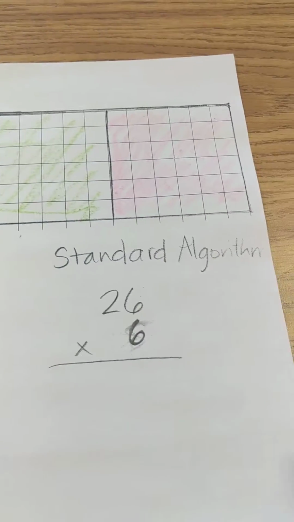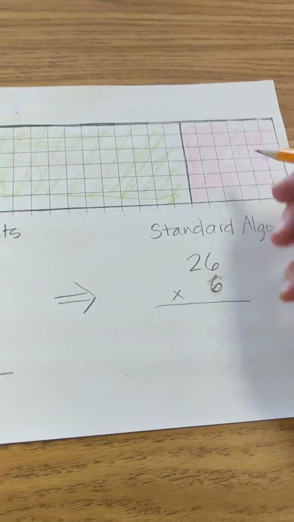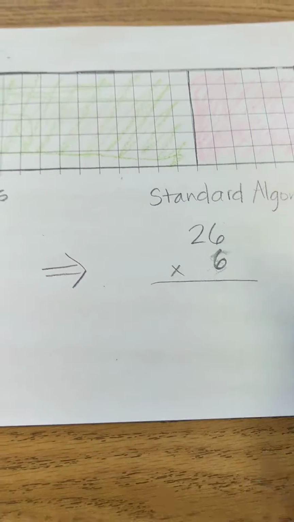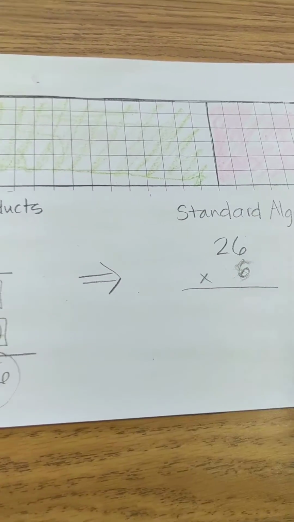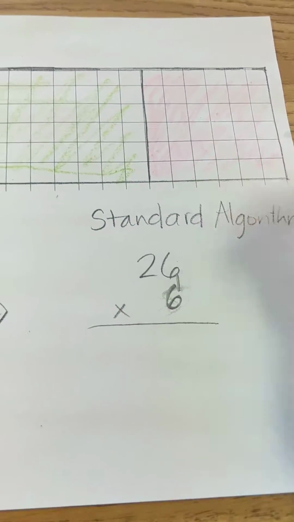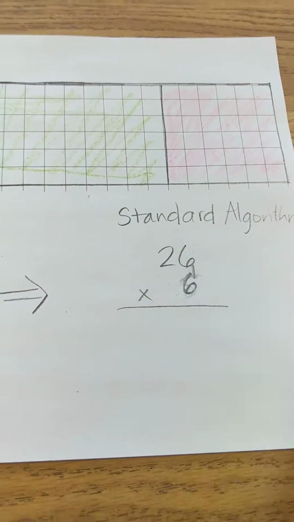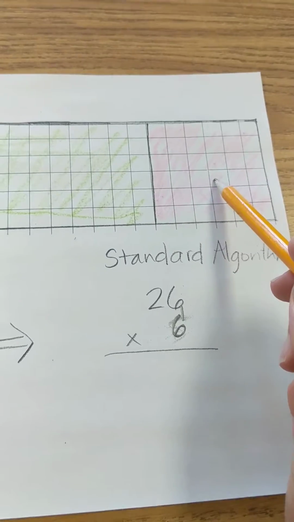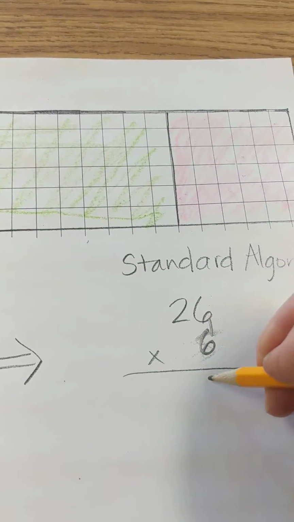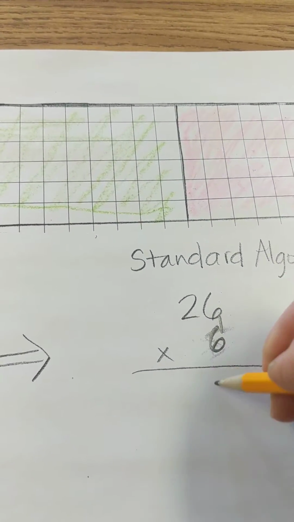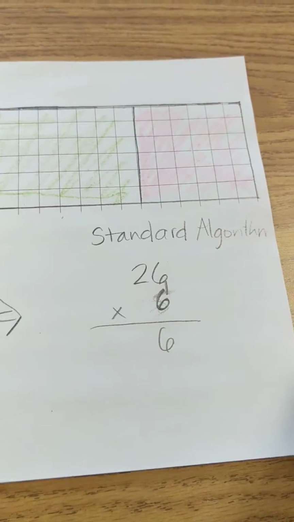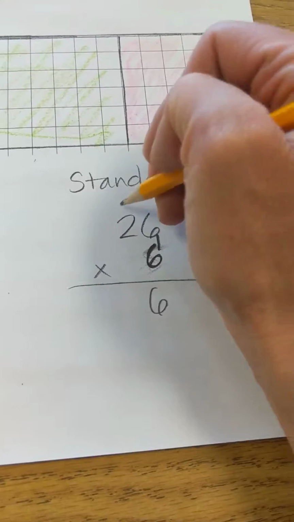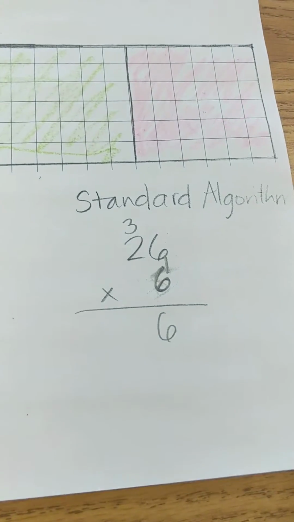Now let's move over to the standard algorithm and see what we do here, trying to accomplish this feat in one line. So I hook my 6 with the 6 and do 6 times 6, which remember was the pink part. And that was 36. But guess what? I'm not going to write 36. I'm only going to write 6. And where's that 3 that's worth 3 tens going to go? In the tens column, of course.